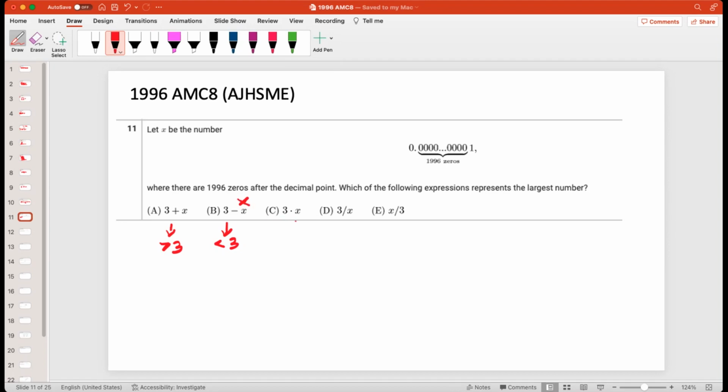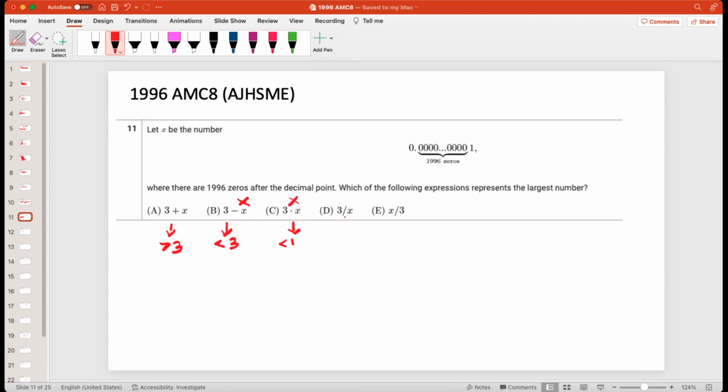Now 3 into x. This x here is an extremely small number, right? 0.000 and 1. That multiplied by 3 is just going to give you 0.00003. So this is also definitely less than 3, and actually less than 1. So this option is also eliminated. So this is not our answer.